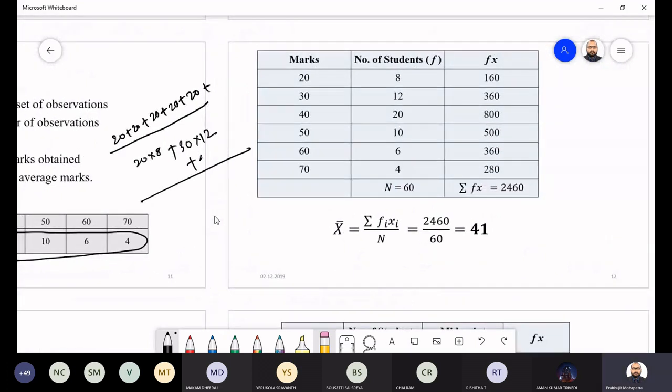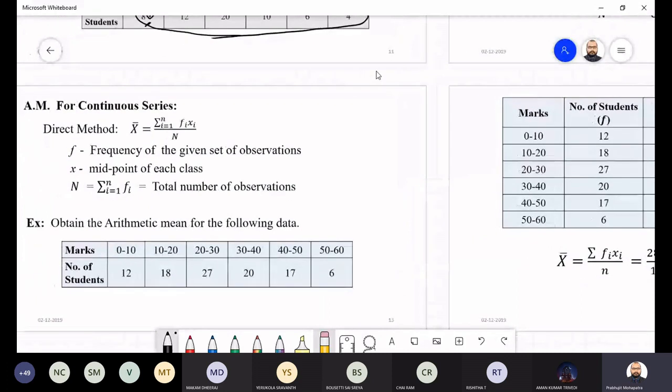So 20 you have to multiply 8 times, and that is nothing but 160, and 30, how many times? 12 times. So you can add 30, 12 times, but it's a very lengthy process. Better you multiply, 360. So you just take the sum of these values, divide by total number of observations. So what is that? 60. So Fi into Xi divided by N. N is 60. You are going to get 41. These things you know already, no?